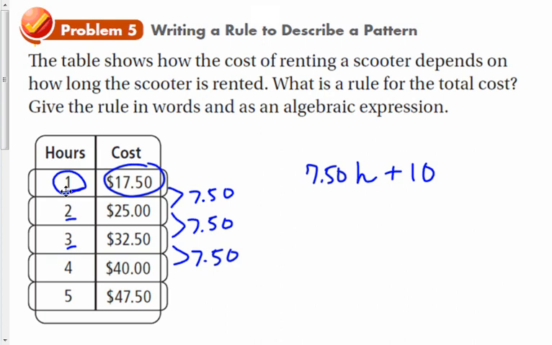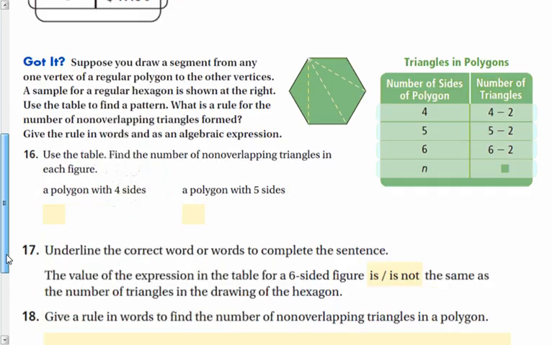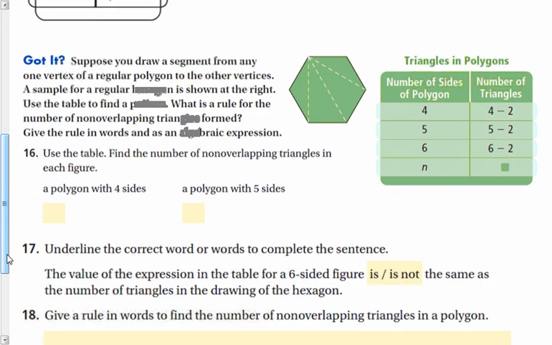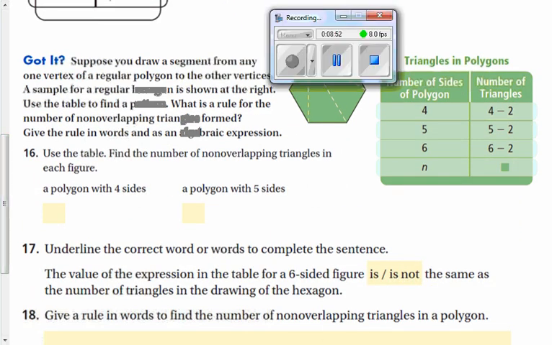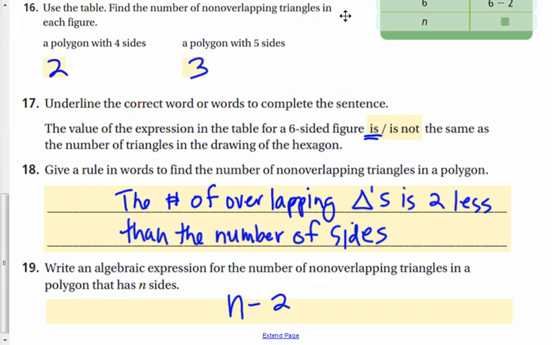So that's how you would write an expression for that. So look for a pattern. And if it's going up by the same amount, the pattern is multiplication by something to figure it out. All right. Go ahead, you try it with this. Check back with your answers.